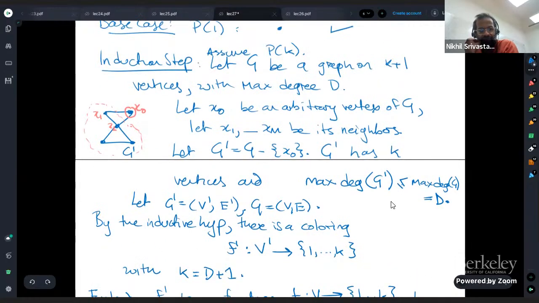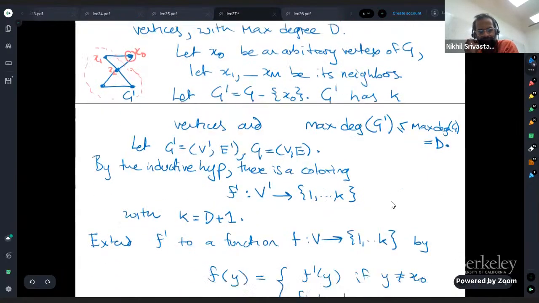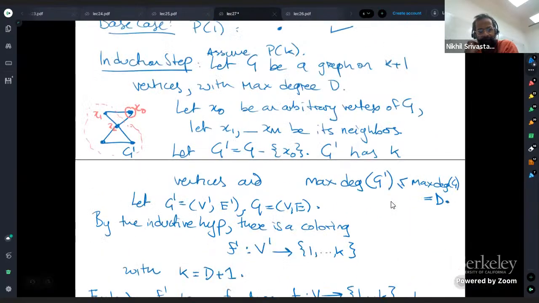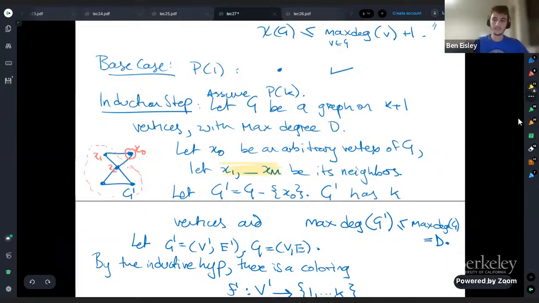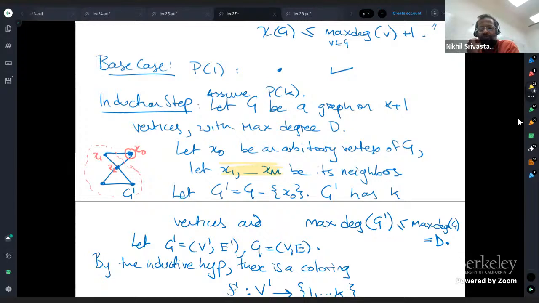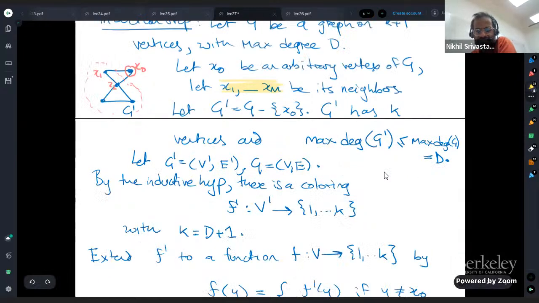Now, we did have to be careful about a few things here. One important thing that happened in this proof from the point of view of proof writing is it was very important to name these neighbors. It was important to delete this vertex X naught in order to get the smaller graph G prime, but it was important to keep track of what the neighbors were.